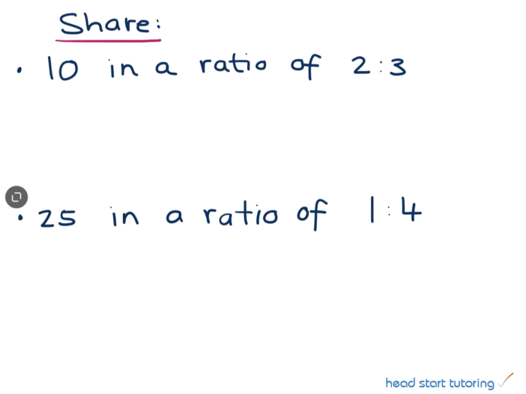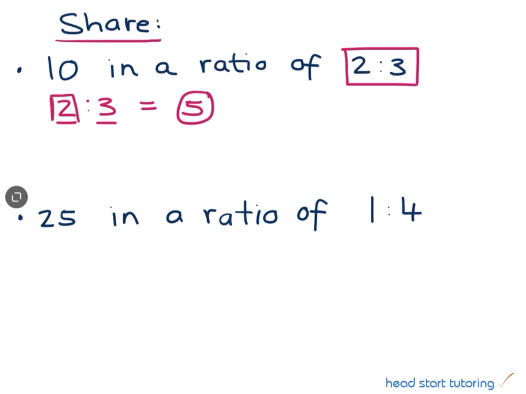Sharing in ratios helps us really understand what ratios are all about. We are working with the ratio 2 to 3. Now, 2 to 3 means that we've got 2 parts plus 3 parts. So altogether, we have got 5 parts. Let's talk in terms of sweets. So for every 2 sweets that I get, you will get 3 sweets.